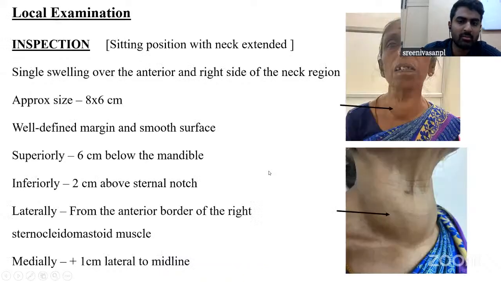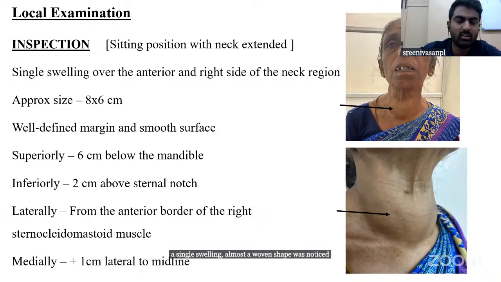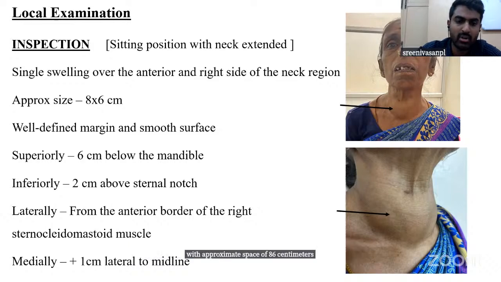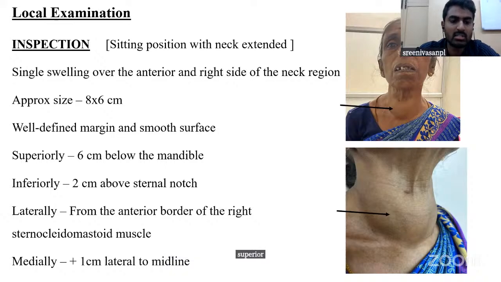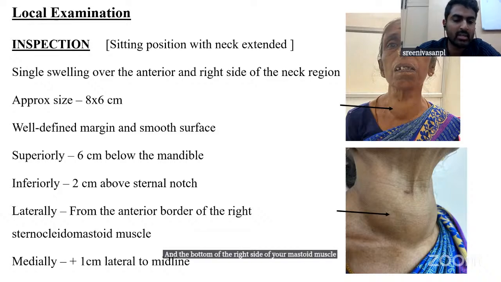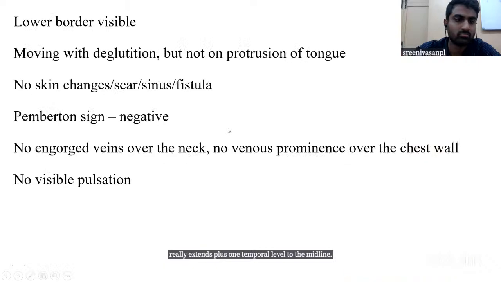So, inspection, sitting position with neck extended. A single swelling, almost ovoid in shape, was noticed over the anterior and the right side of the neck, with an approximate size of 8 by 6 centimeter, which had well-defined margins and a smooth surface. Superiorly, the extent of the swelling is 6 centimeter below the mandible. Inferiorly, 2 centimeter above the sternal notch. Laterally, it extends from the anterior border of the right sternocleidomastoid muscle. Medially, it extends 1 centimeter lateral to the midline. So, lower border was visible on examination.